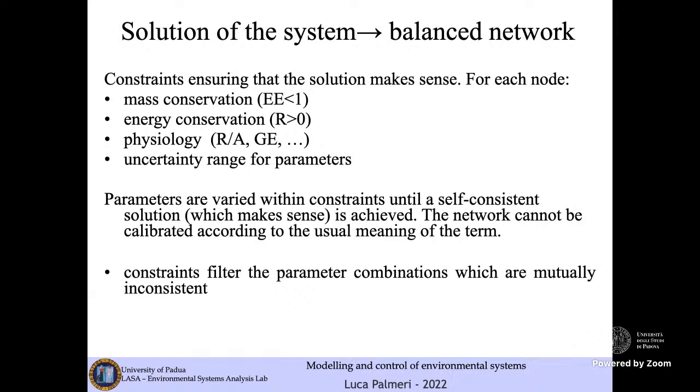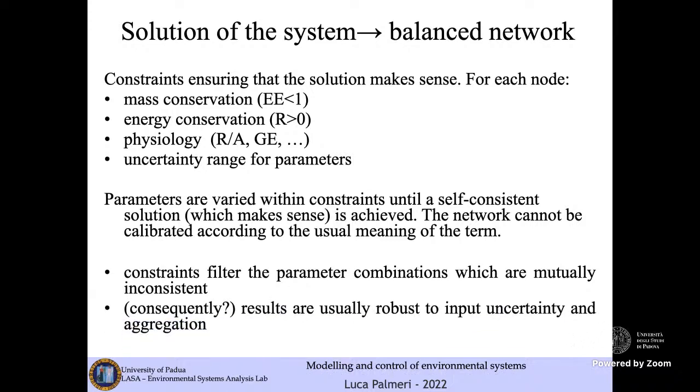So we may say that the constraints, filters, and parameter combinations are mutually inconsistent. What is the consequence? Results are usually very robust to input uncertainty and also to the aggregations.